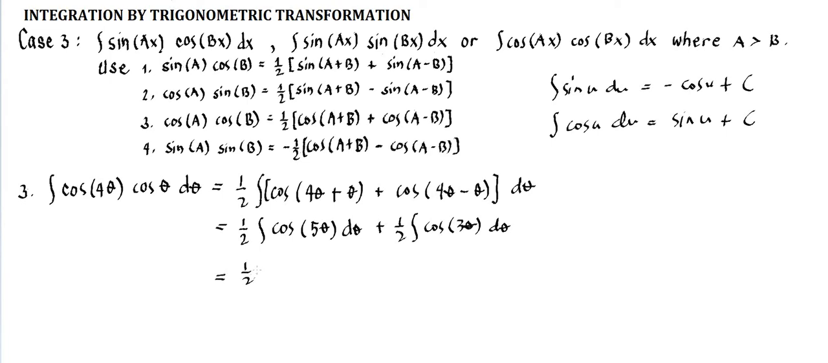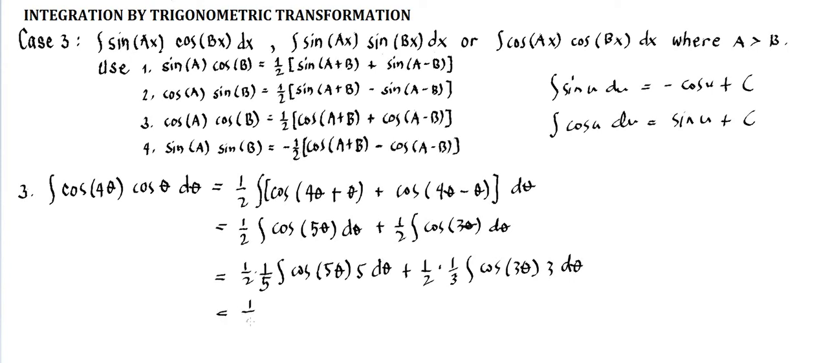So, 1/2. So, para magamit natin yung formula na integral of cosine u du equals sine u plus c dito sa dalawang term na ito, no? Sa unang term, integral of cosine 5 theta ay magmumultiply tayo ng 5 and at the same time 1 over 5, ano? Yan. Dito naman sa pangalawa, magmumultiply tayo ng 1/3 and 3, no? Cosine of 3 theta and then times 3 d theta. Okay? So, magkakaroon tayo ng 1 over 10 dito.